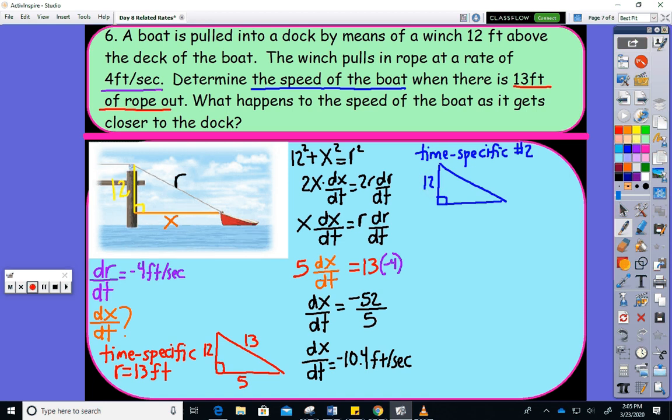Now 12 stays 12. What if I said when the boat's closer to the dock? So maybe when the boat is 3 feet, we'll say, from the dock instead of 5 feet from the dock. So what happens when it's a little closer? Well, at that time, I know that the rope would be a total of 12 squared plus 3 squared. So the rope at that point would be 144 plus 9, 153 feet long at that point. So a little shorter than 13.